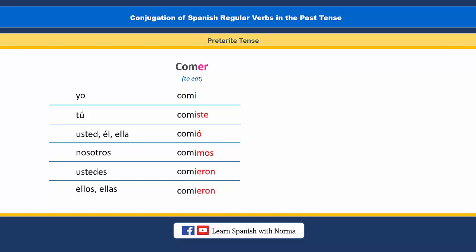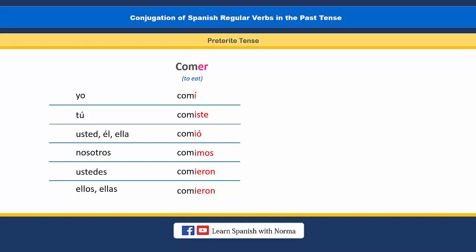Yo comí. Tú comiste. Usted, él, ella comió. Nosotros comimos. Ustedes comieron. Ellos, ellas comieron.